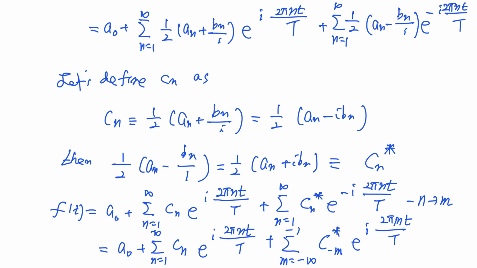But if we notice that this minus n, if we replace it by some other integer n, then the summation, instead of n equal 1 to infinity, can run over minus infinity to minus 1. But instead, we have C complex conjugate with the minus n. So we follow this up to now.